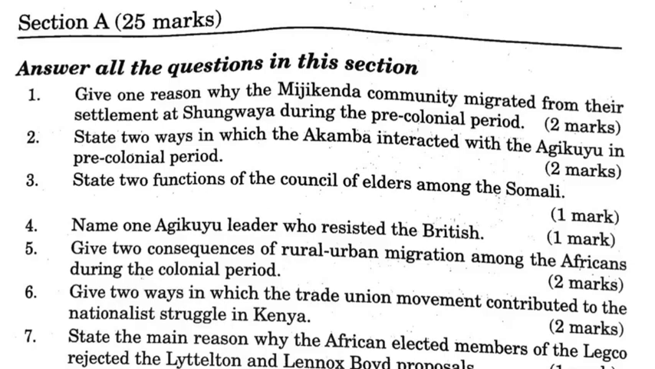Question 4. Name one Agikuyu leader who resisted the British. 1. Gatheru wa Tetu of Nyeri. 2. Waiyaki wa Hinga, Dagoretti, Nairobi.